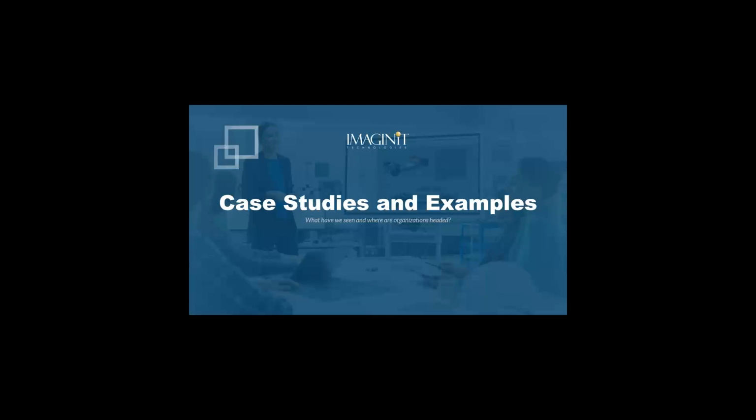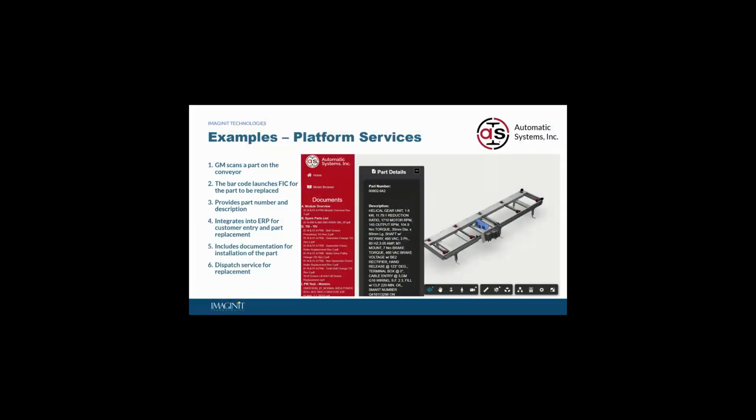So there are some case studies and examples we want to touch on just briefly, and then we'll dig into some more things here and wrap up our day. One example for platform services is an example of, I would say, a descriptive twin from automatic systems. With this particular example, it's a visual digital twin of a part of a conveyor, right?